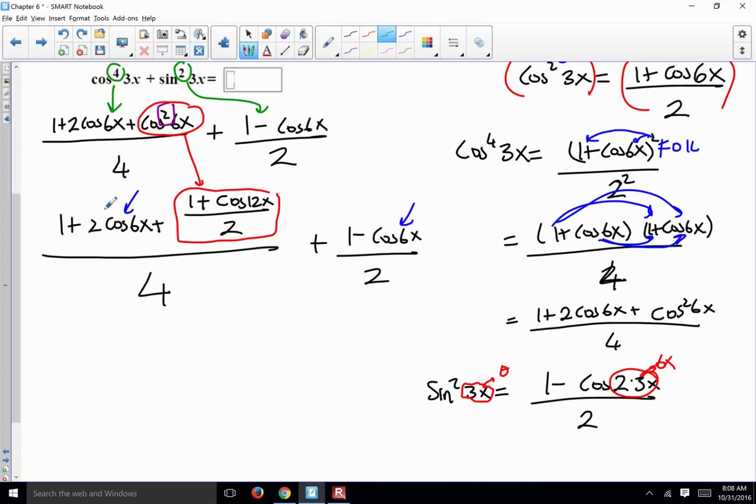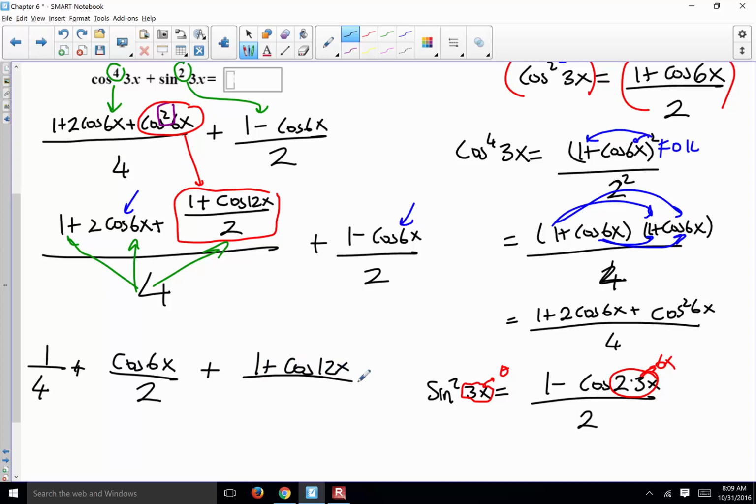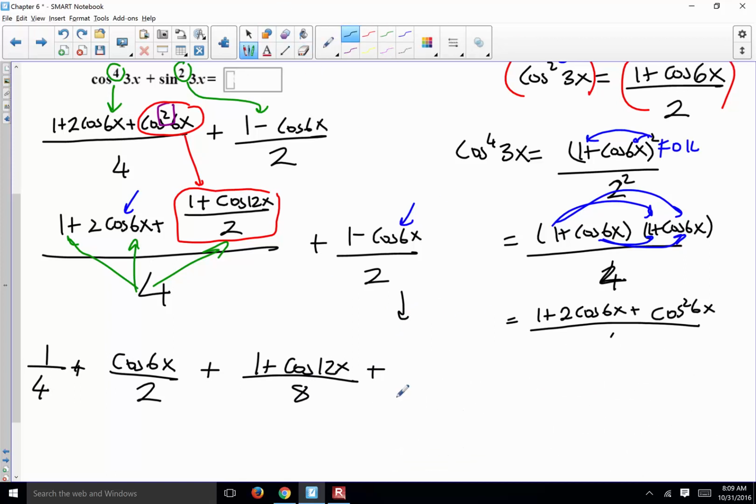For this, here's what I'm gonna do. I will first pass this 4 to each term. 1 over 4 cosine 6x over 2, 1 plus cosine 12x over 8, and this guy is 1 minus cosine 6x over 2. Wait a second. How did I get this? This part?